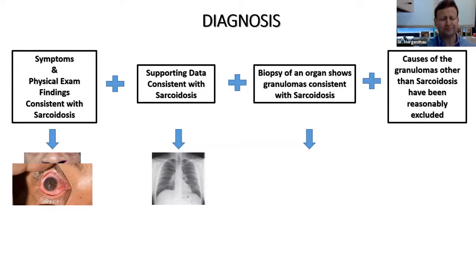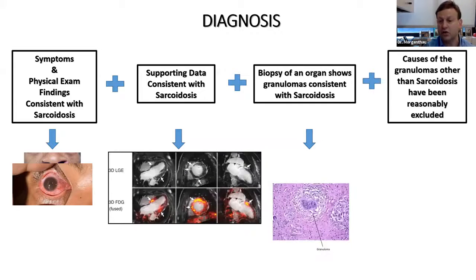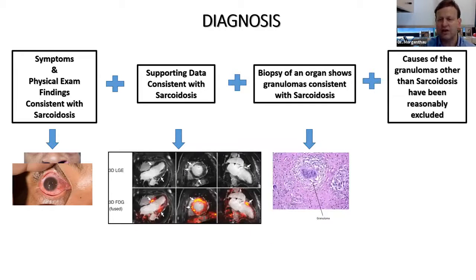But once again, even if you have symptoms and physical findings and you have a chest X-ray that is supportive of the diagnosis, in most cases, this is not enough to diagnose sarcoidosis. In most cases of sarcoidosis, you need a biopsy, and a biopsy of an organ that shows this collection of immune cells called granulomas. And granulomas are really sort of the immune system response to an unknown foreign substance or substances.